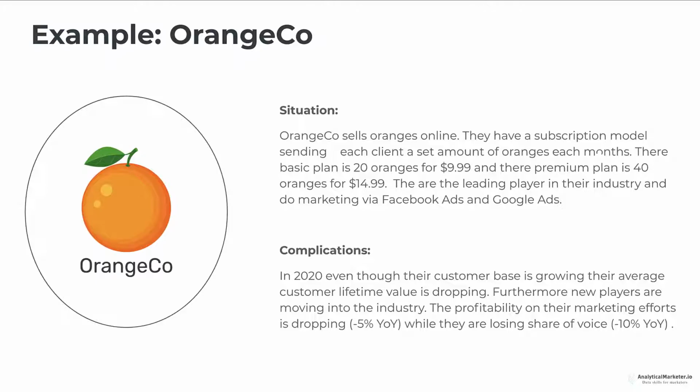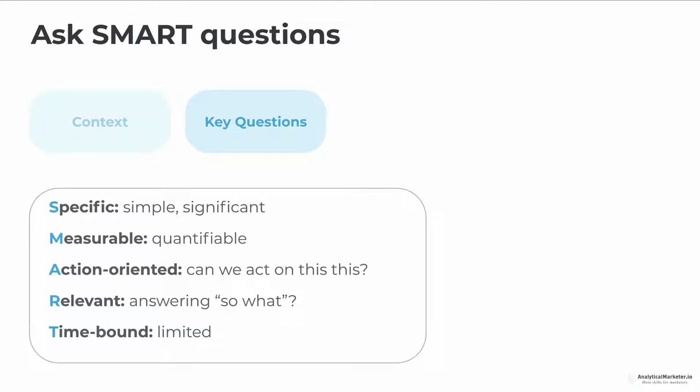Often people will confuse these kinds of challenges with the actual key questions. However, good and well-defined key questions should meet the following criteria. They should be specific, so very simple and significant. They should be measurable, so quantifiable. They should be action-oriented, so if we answer those key questions, can we actually act on this? They should be relevant, so if we answer the key questions, will there be a so what for our initial marketing challenge? And last, they should be time bound, so they should be targeting a specific time period.